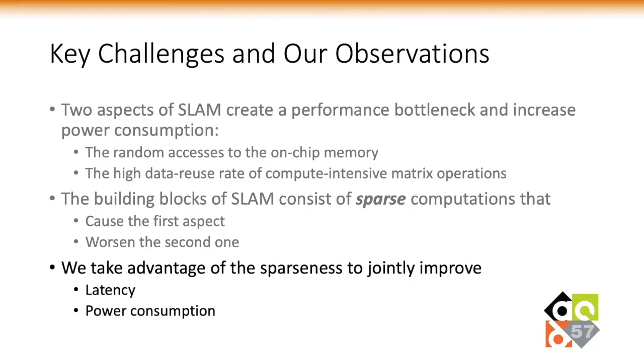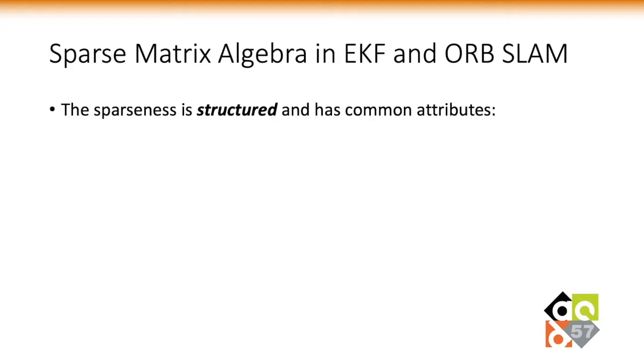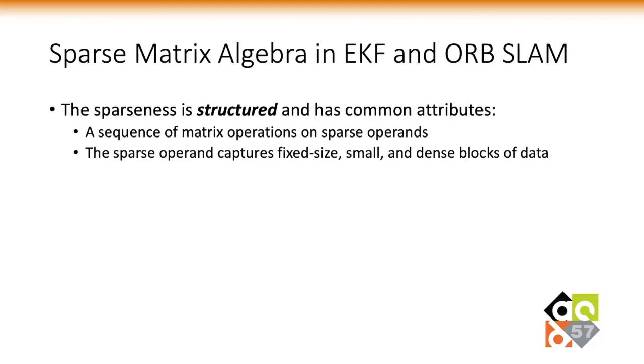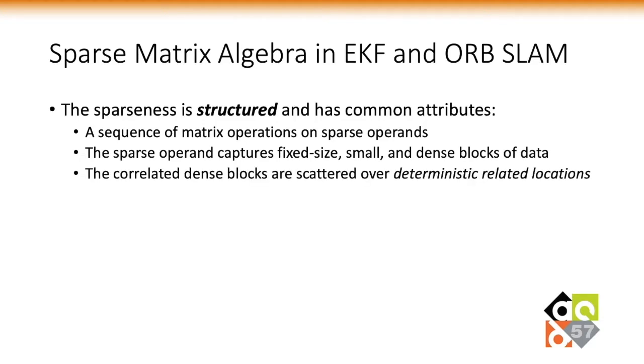Our observation is that SLAM consists of sparse computations that cause the first aspect and worsen the second one. In this work, we take advantage of the sparseness to jointly optimize latency and the power consumption of SLAM. In EKF and ORB SLAMs, the sparseness has the following structures which provide the opportunity for optimization. First, the sparse operation includes a sequence of matrix operations and sparse operands. Second, the sparse operand captures fixed size, small and dense blocks of data. And third, the correlated dense blocks are scattered over deterministic related locations.